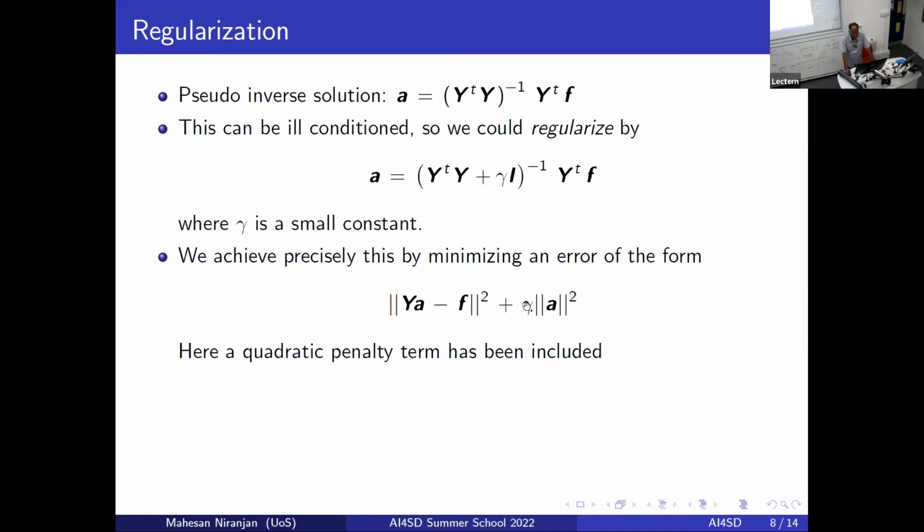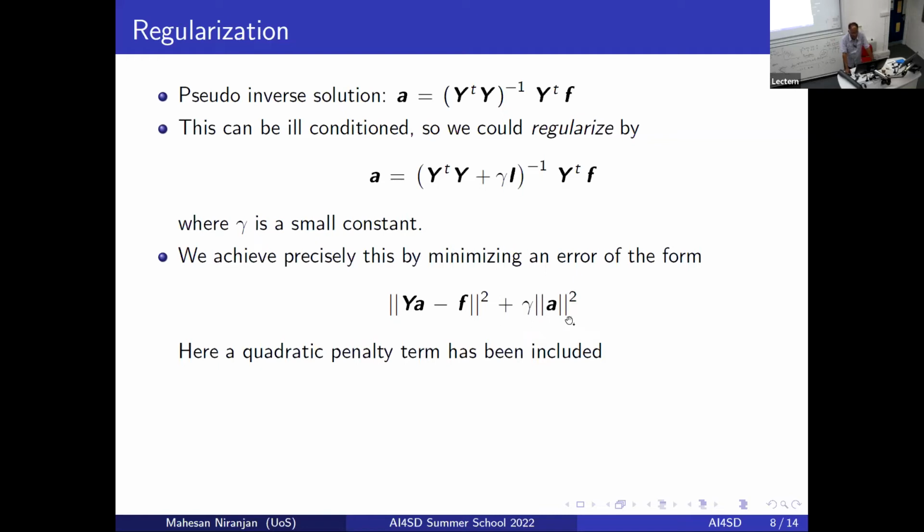And gamma sitting there is a parameter that I'm going to tune, and I'm going to call it a hyperparameter. A is the parameter that you want the answer for. And in the process of deriving it, I'm using a hyperparameter here to get rid of some problems. And what's the effect of this?